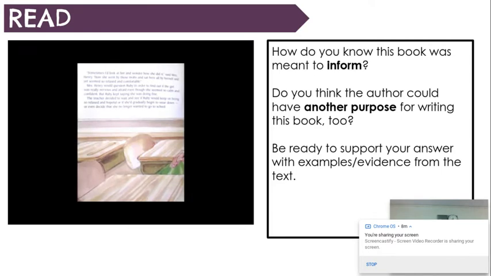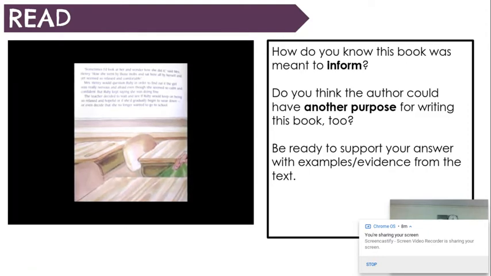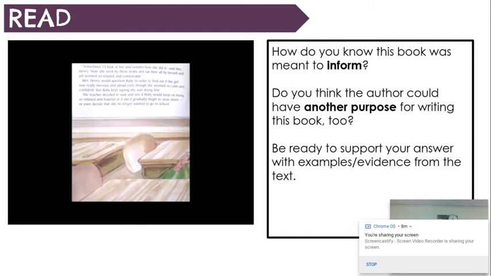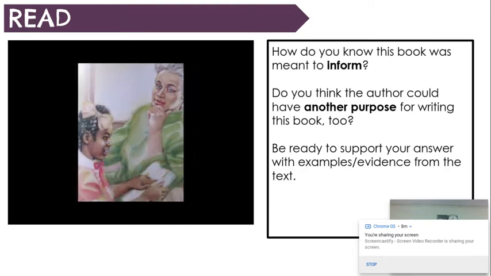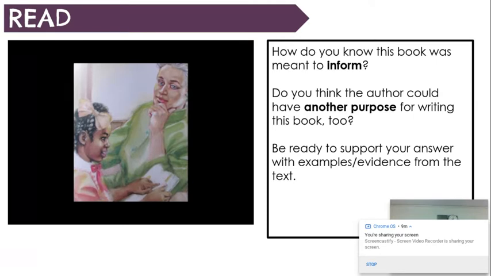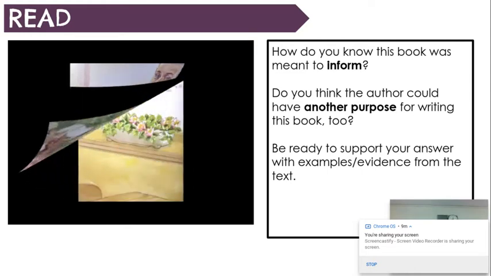"Sometimes I'd look at her and wonder how she did it," said Miss Henry. "How she went by those mobs and sat here all by herself and yet seemed so relaxed and comfortable." Miss Henry would question Ruby in order to find out if the girl was really nervous and afraid, even though she seemed so calm and confident. But Ruby kept saying she was doing fine. The teacher decided to wait and see if Ruby would keep on being so relaxed and hopeful, or if she'd gradually begin to wear down, or even decide that she no longer wanted to go to school.